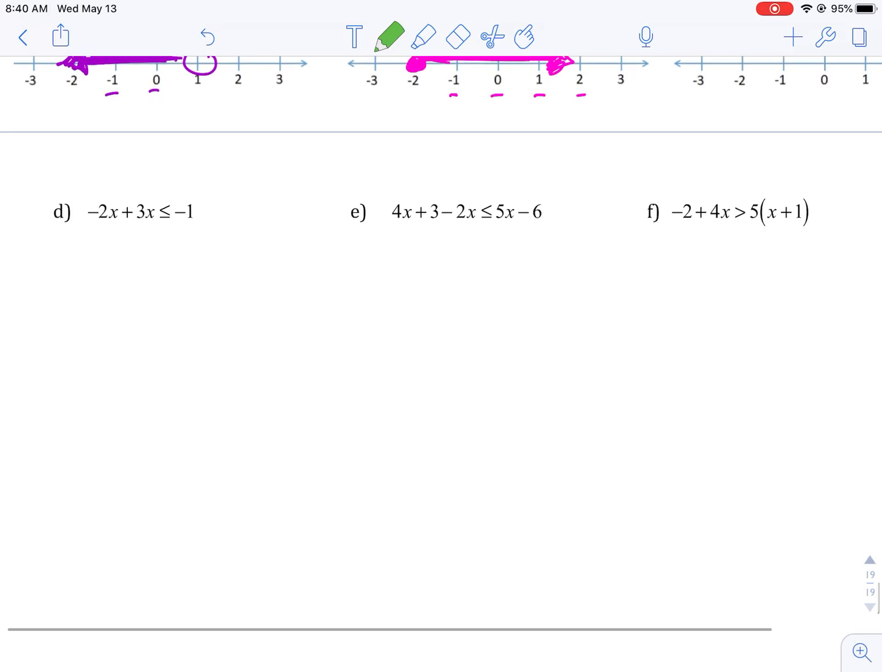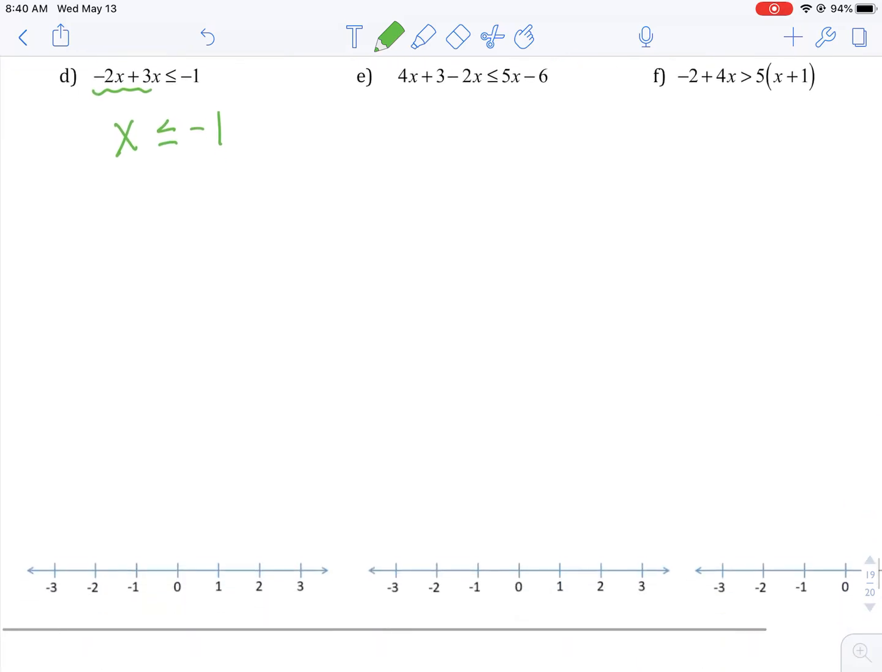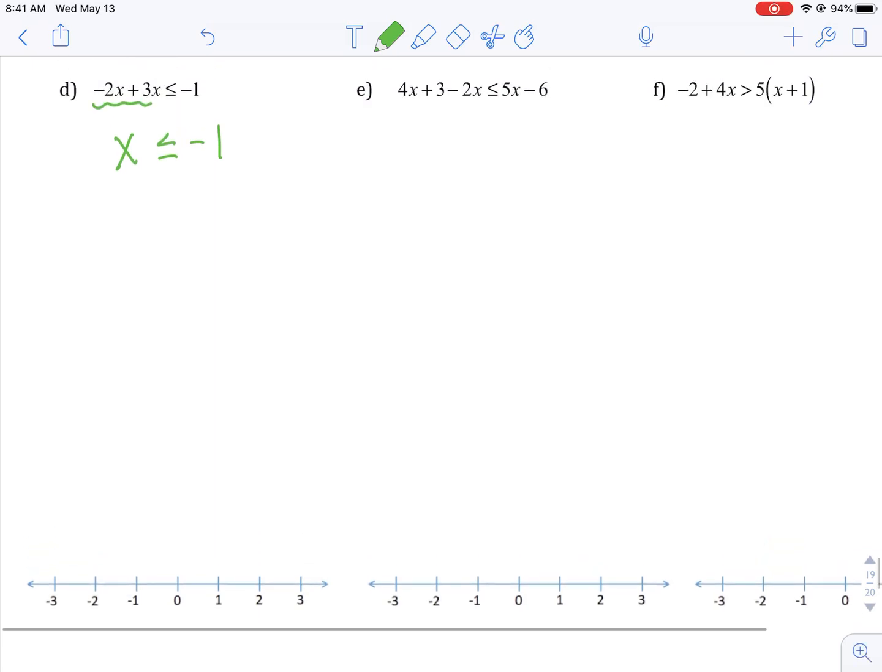All right, just like we did in our last lesson, if you have like terms on one side, you've got to combine them first. So here I get -2x plus 3x, which just gives me 1x, is less than or equal to -1. And all I had to do there is I just had to combine like terms. So we're done. X is less than or equal to -1.